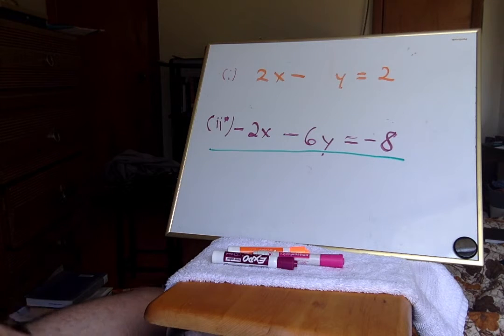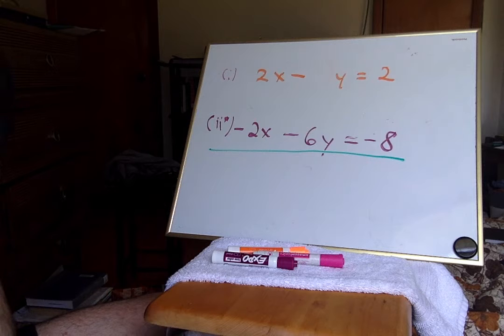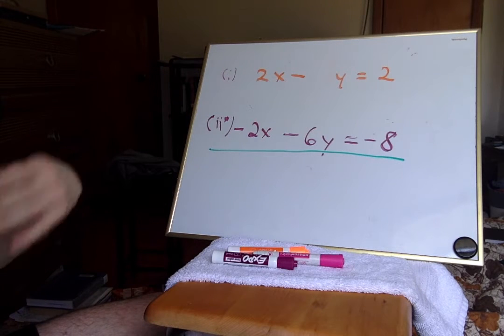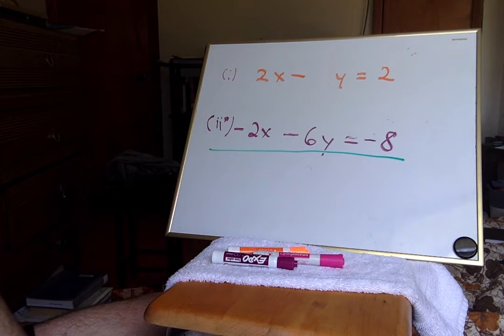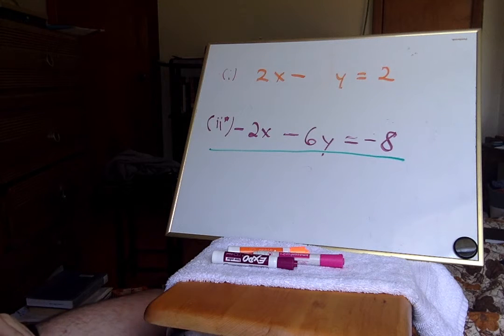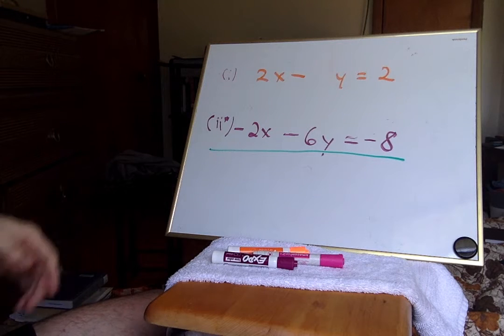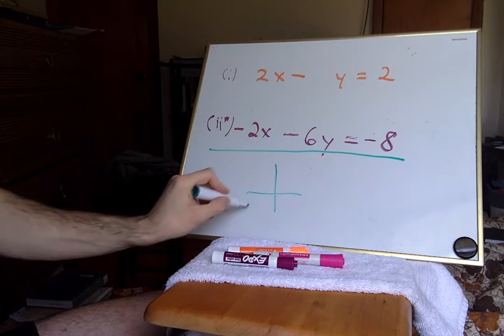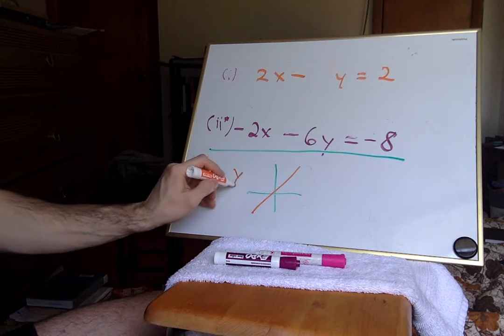Let me ask a question, more philosophical, I guess you could say. Is the new version of the second equation any different than the original version of the second equation? It's not, right? So let's think of a very simple example. Suppose you had the equation y equals x. So y equals x is a straight line, right? It goes like this. This is y equals x.